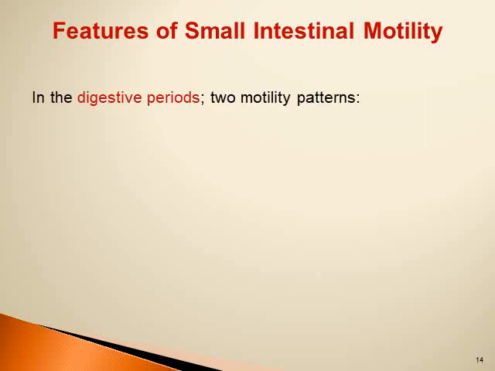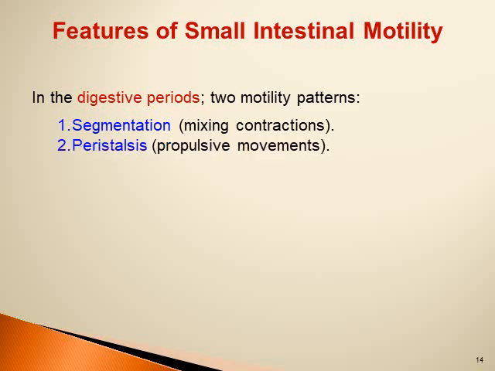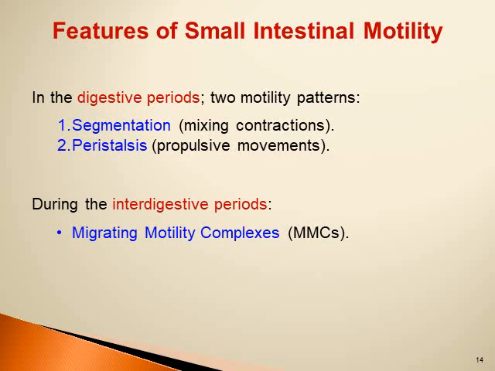So in the digestive periods or during a meal, we have two motility patterns: segmentation, which is mainly a mixing contraction, and peristalsis, which is a propulsive movement. Segmentation is mainly meant for mixing contents inside the lumen of the small intestine. Peristalsis is mainly meant to propel or push the chyme towards the ileocecal valve. During the interdigestive periods, we have one motility pattern called the migrating motility complex, or MMCs.